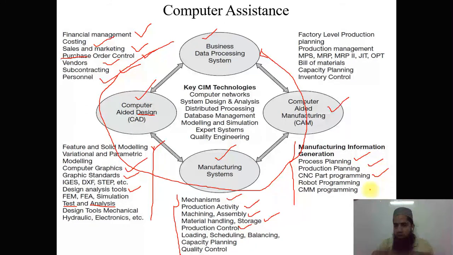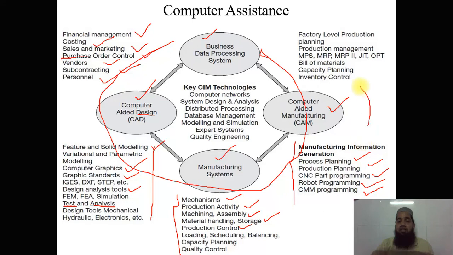CNC part programming they have done. Robot programming they have done, and CMM programming. There is a CMM machine, a 3D machine. They have done the programming of each and every machine which is required during the manufacturing operation. Okay, so this is done initially, and the planning of the production process is done.